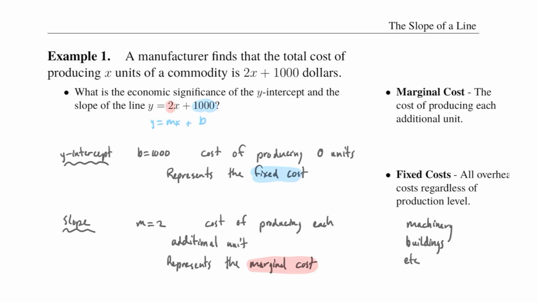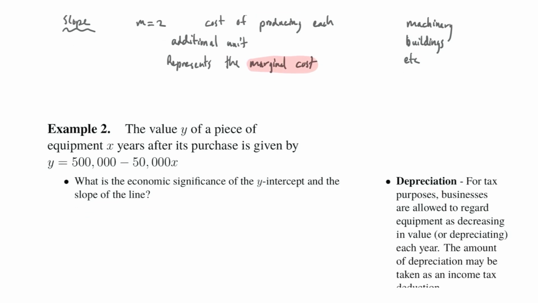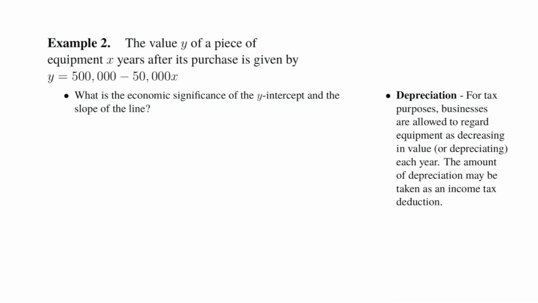All right. Let's look at another scenario, just to get a little practice. We're starting off with some economic examples here. All right, so let's look at example 2. The value y of a piece of equipment x years after its purchase is given by this equation: y equals 500,000 minus 50,000x. So again, let's reorder things in our equation, keeping in mind y equals mx plus b.